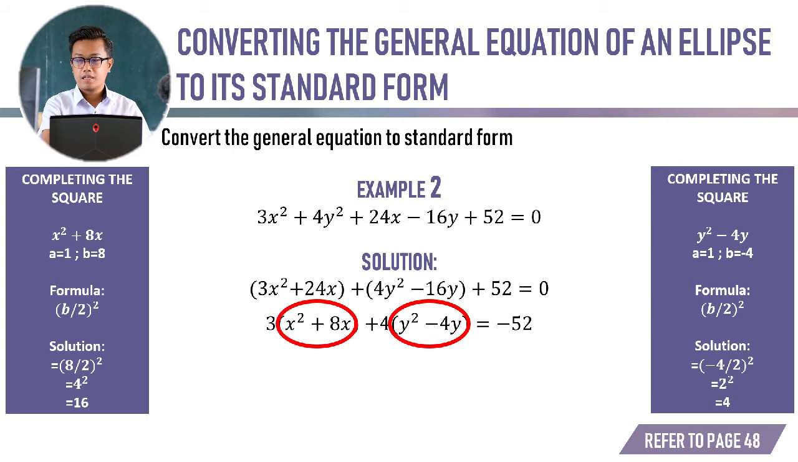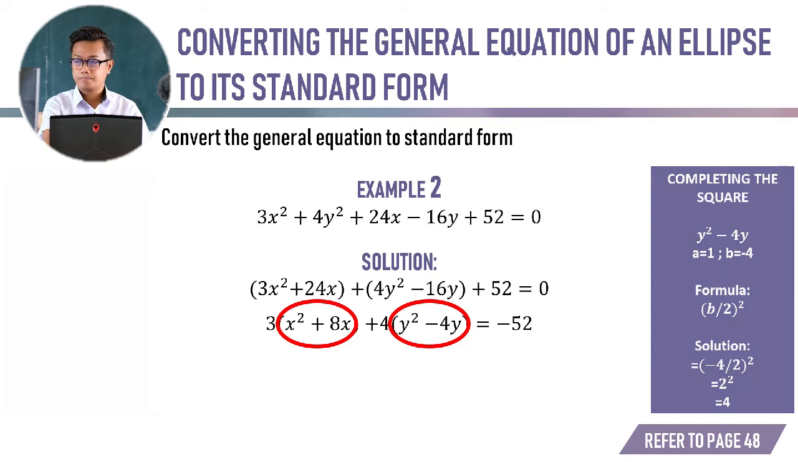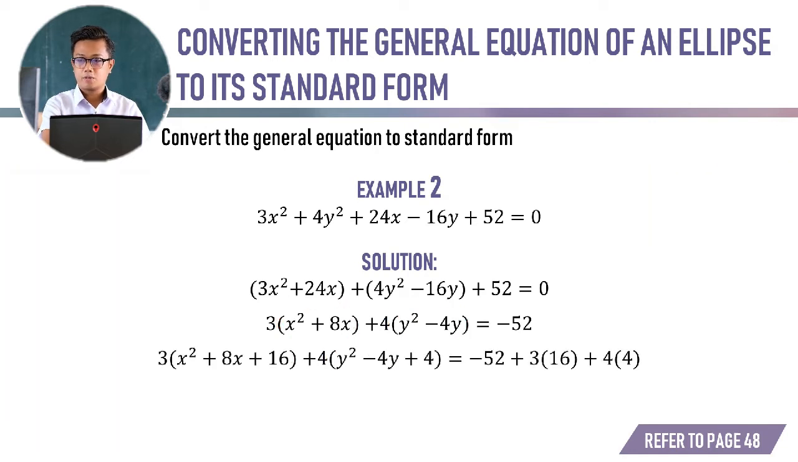Okay, so what is the significance of your 16 and your 4? What you are going to do is add the 16 to your x terms and the 4 to your y terms. So this becomes 3 multiplied by the quantity of x squared plus 8x plus 16 plus 4 multiplied by the quantity of y squared minus 4y plus 4 is equal to negative 52 plus 3 multiplied by 16 plus 4 multiplied by 4.